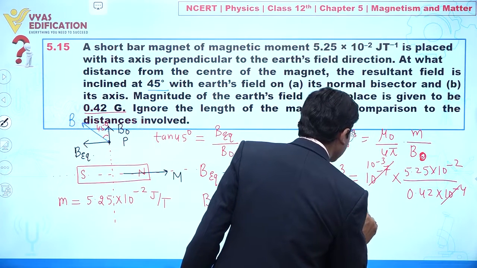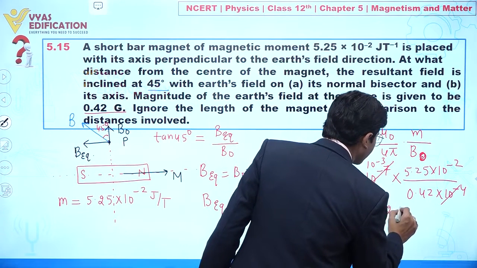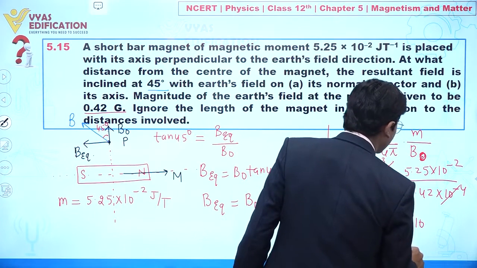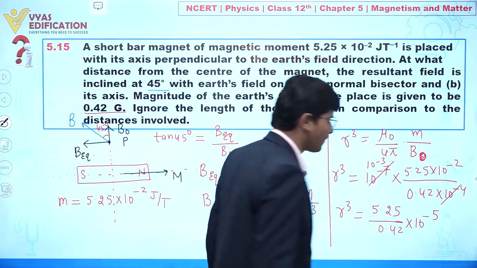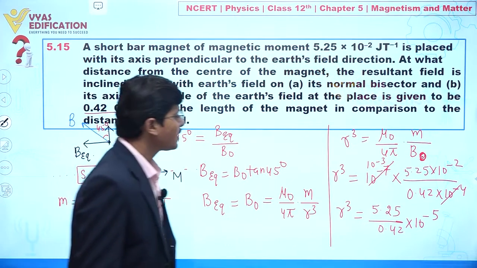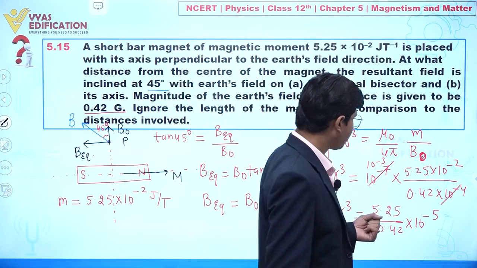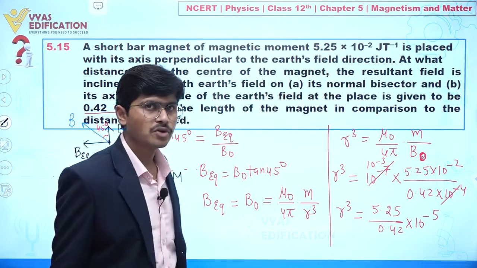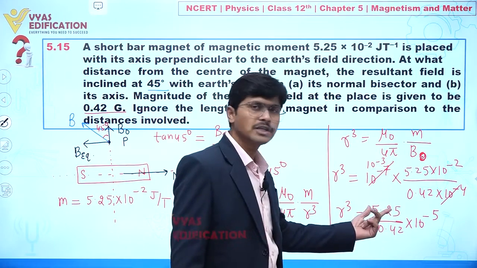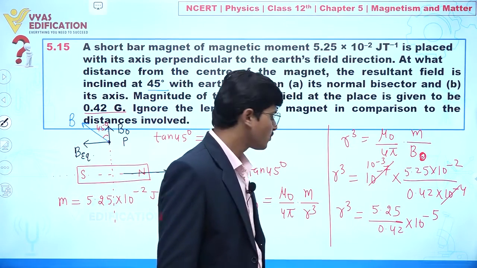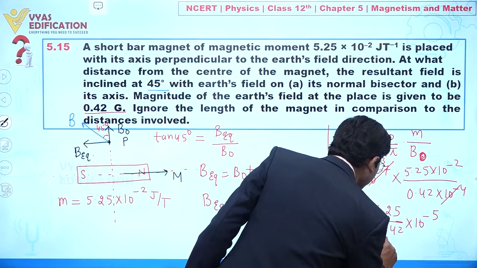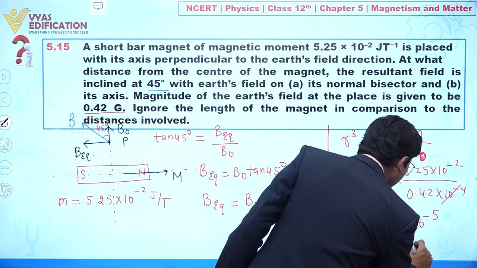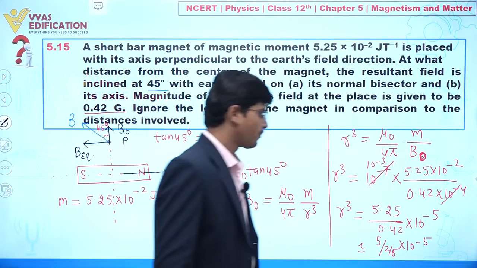Clear? From here you can say R cube. This is given by 5.25 divided by 0.42 into 10 to the power minus 5. Clear? So let's suppose I am taking this value to be 5, for example, because we have to calculate here. I am taking this one as 5 and this one as 0.4. So can I write like this? Approximately this is 5 divided by 2 by 5, into 10 to the power minus 5. Yes or no? Clear?